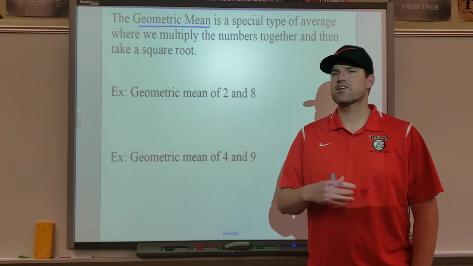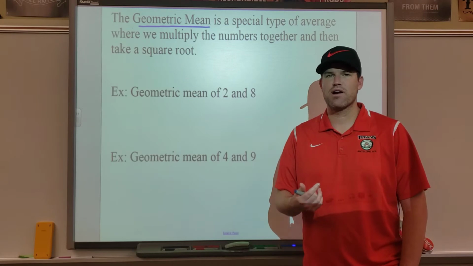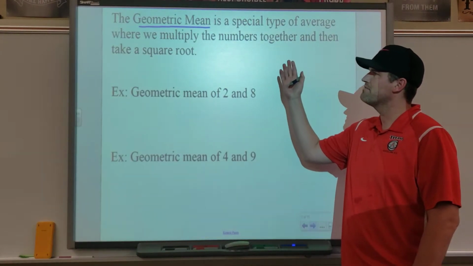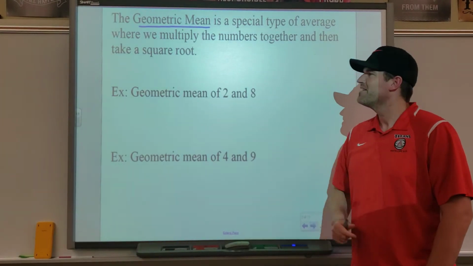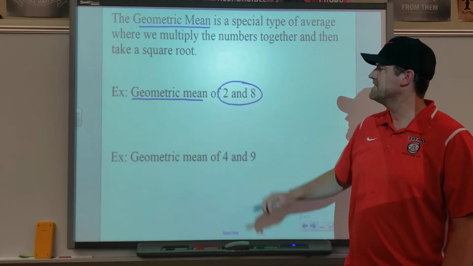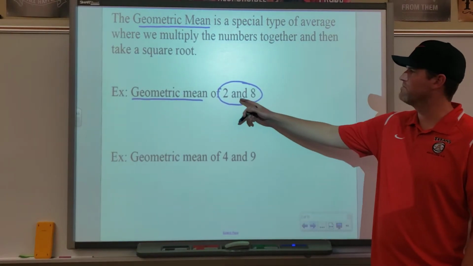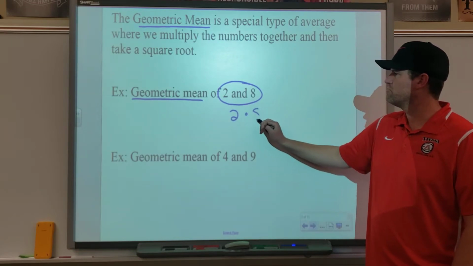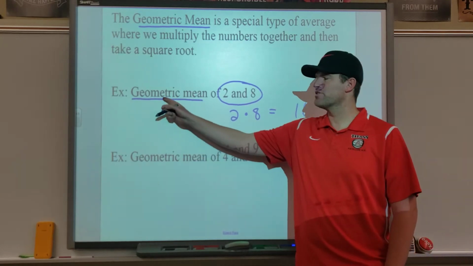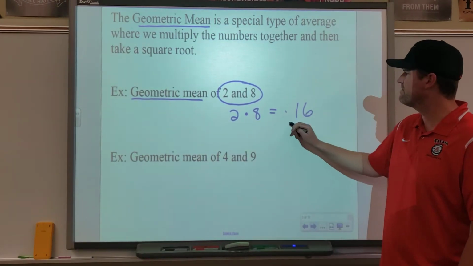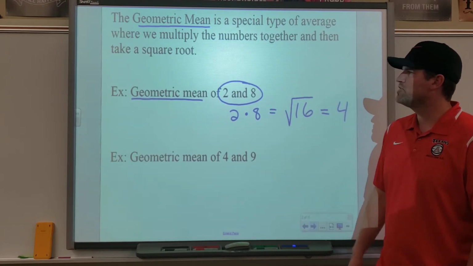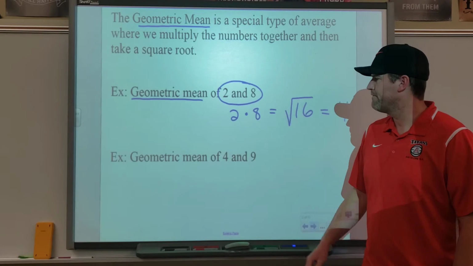Instead of adding numbers, you actually end up multiplying and taking a square root. But essentially, it's basically an average where we're going to multiply two numbers, and like I said, take the square root. So if we are finding the geometric mean of 2 and 8, we are simply going to multiply those together. So 2 times 8 equals 16. And then to get the geometric mean, we're going to take the square root of 16, which equals 4. So the geometric mean of 2 and 8 is 4.